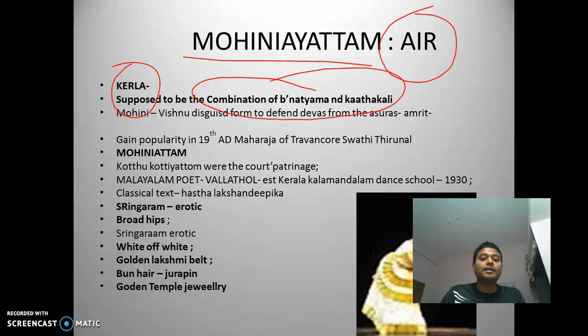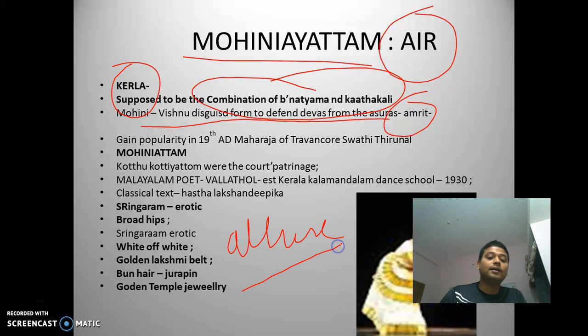Now Mohini, as the name suggests, we all know from Hindu mythology that Vishnu was disguised to defend the Devas from the Asuras for the sake of Amrit. After the Sagar Manthan, he took the Mohini form and disguised himself to allure the Asuras so that they won't get the Amrit. Now this gained popularity under the Maharaja of Travancore.